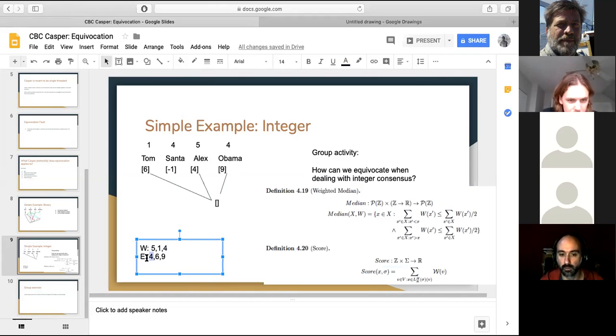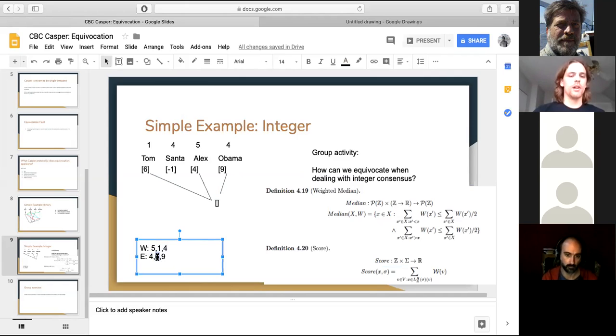Okay, so we know that 4 is a median, but it need not be the only median. There might actually be more than one median, and it looks like in this case there is. So we're done analyzing the candidate of 4. Now let's analyze the next candidate, 6.